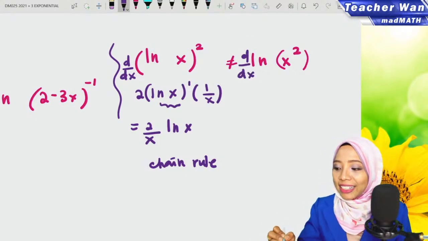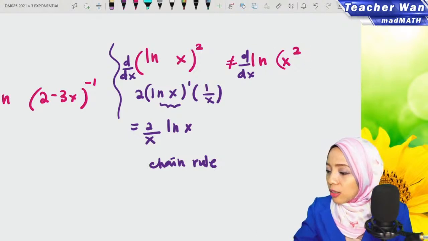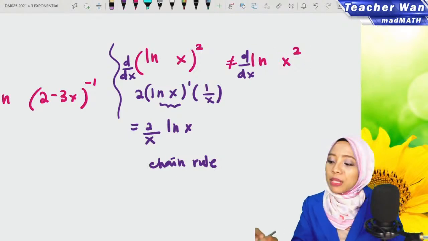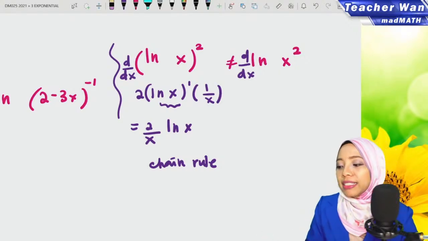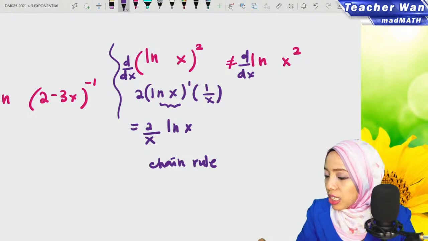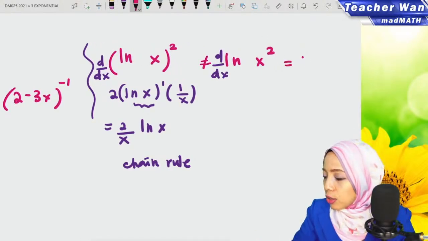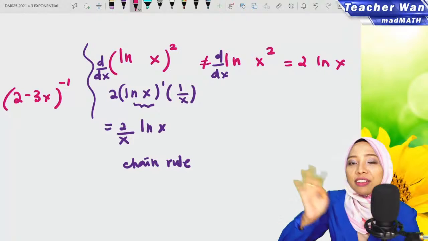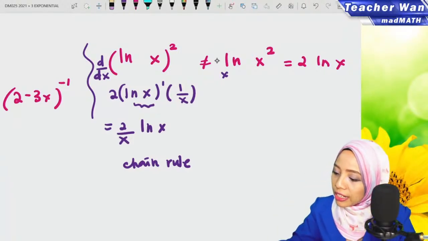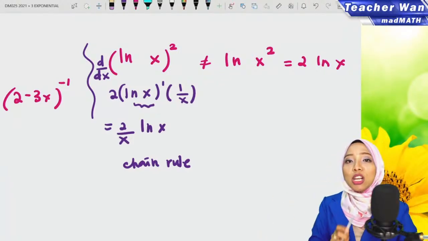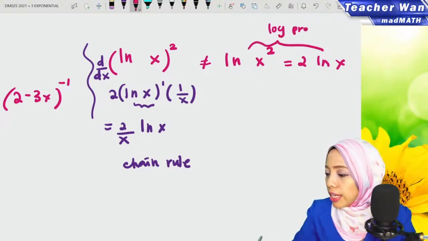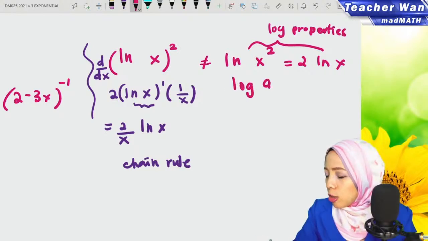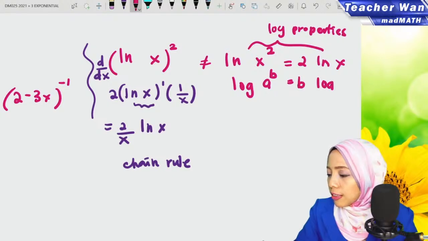log function. Ini selalu dia tak buat bracket pun. That's why you confused. Tapi sebenarnya square tu adalah the x punya. Okay, apa yang you ada? This one is also can be written as 2 ln x. I haven't differentiate. I tak nak differentiate lagi. I'm just using the log properties. Where log a to the power of b equals to b log a.